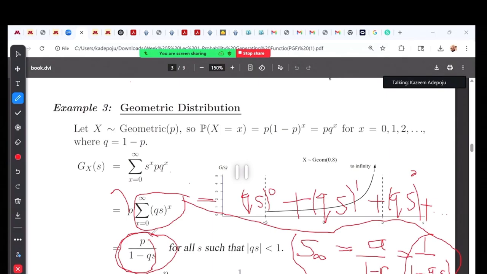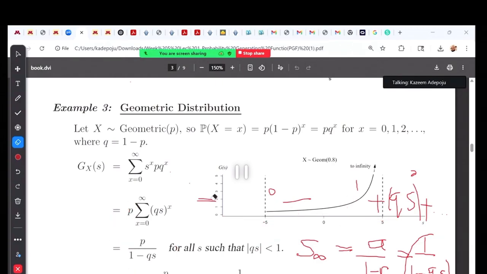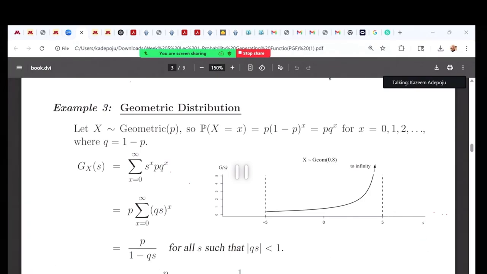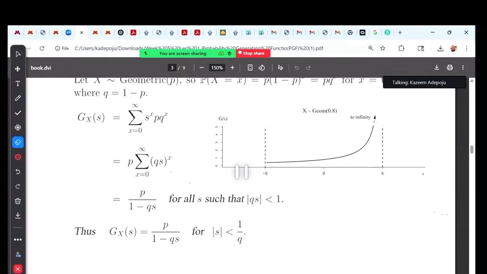Can we investigate when s equal to 1? When s equal to 1, this should give us 1. Let's play a game. Let's plug 1 into the expression to see whether we're going to get 1. Wherever you see s, plug in 1. What are you going to have? p over 1 minus q. What is 1 minus q? p. p divided by p is 1.